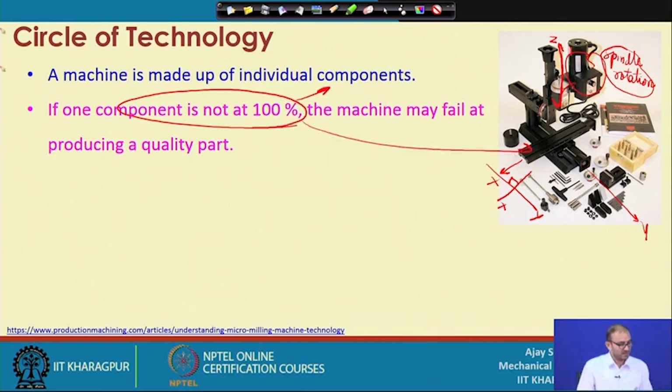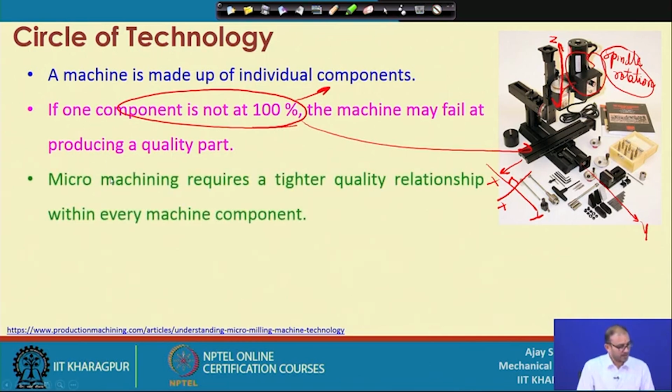So, that is why the circle of technology is important. That means each and every part should behave or give 100% of the required operation, then only you can get the things done. Micro machining requires a tight quality relation within every machine component. So, that is what we have seen here, that even a few microns of movement or disturbance between the different things is enough to destroy or reject the component which you want to take from this micro machining center. So, you have to be very careful in getting this done.